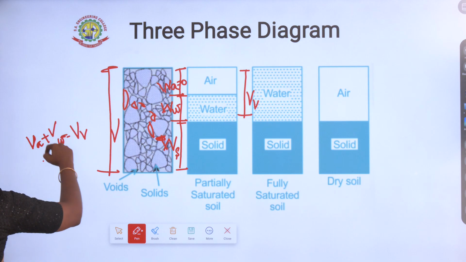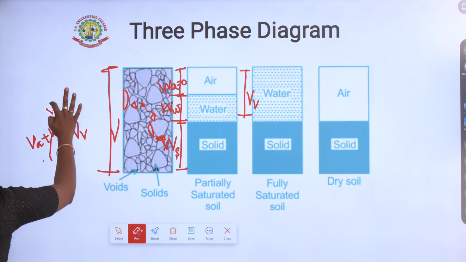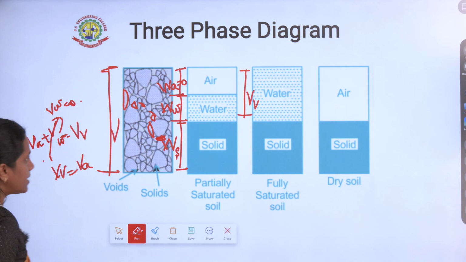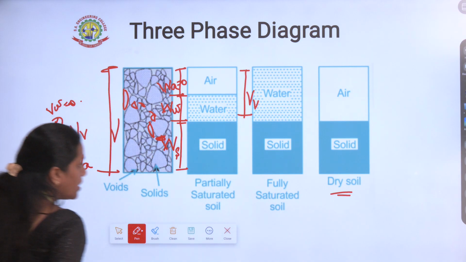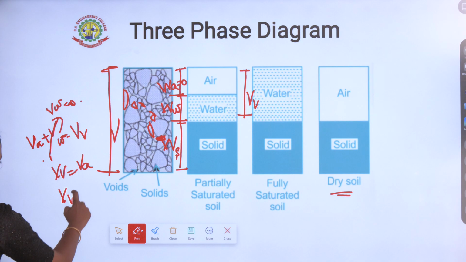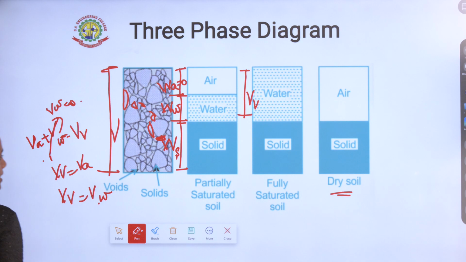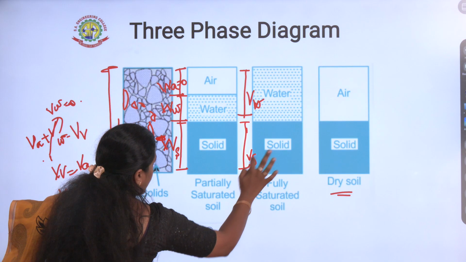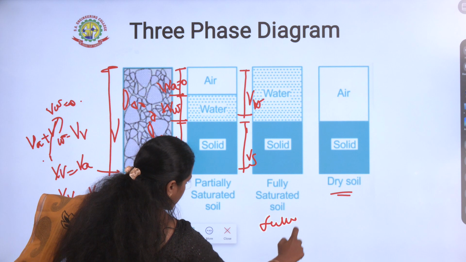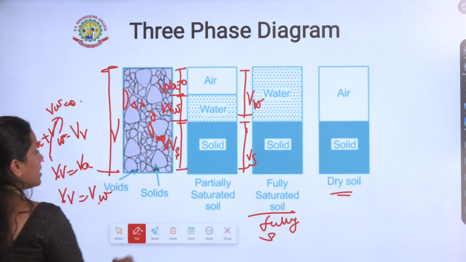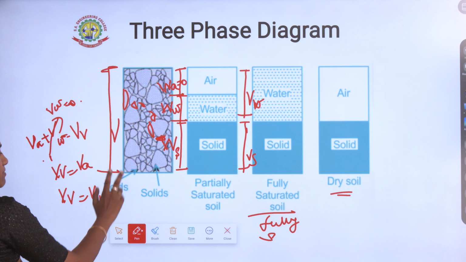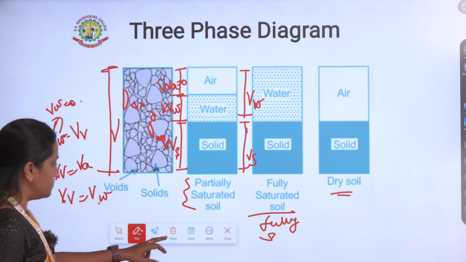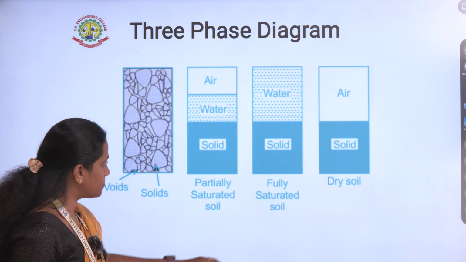If the entire soil is dry, which means the volume of water is equal to 0, the entire volume of voids will be air voids, and this is called dry soil. Instead, if the volume of voids is entirely filled with water, denoted as VW, and this is VS, it is called fully saturated soil. And if it is partially filled with water and partially with air, then it is called partially saturated soil.